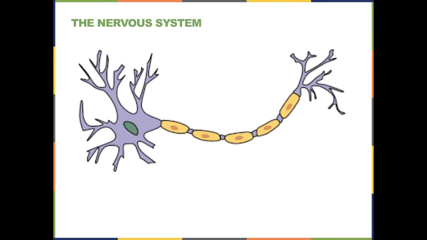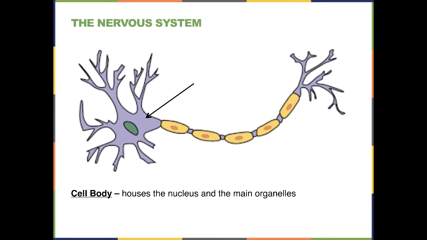So now let's look at another neuron with some definitions. So first of all, we said that there was a cell body. The cell body houses the nucleus and the main organelles of the cell. And again, this is the cell body.